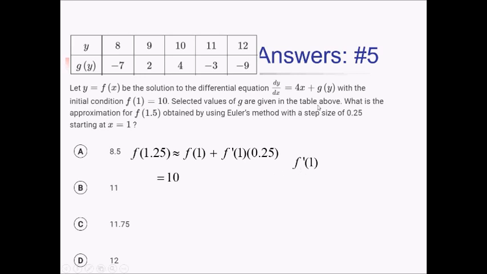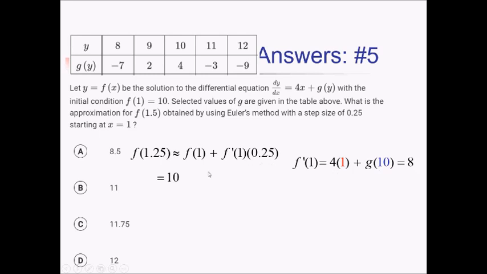We have to use our differential equation up here. So that's going to be 4 times the x value 1 that we're plugging in, plus g of the y value that goes with 1. Well, what y value goes with the x value 1? Well, the y value 10 right here. So we're going to really be doing plus g of 10. So this is going to be 4 plus whatever g of 10 is. And we have a table here, actually, that tells us all the values of g that we might need to know. G of 10 in this table happens to be 4. So we have 4 plus 4, which is 8.